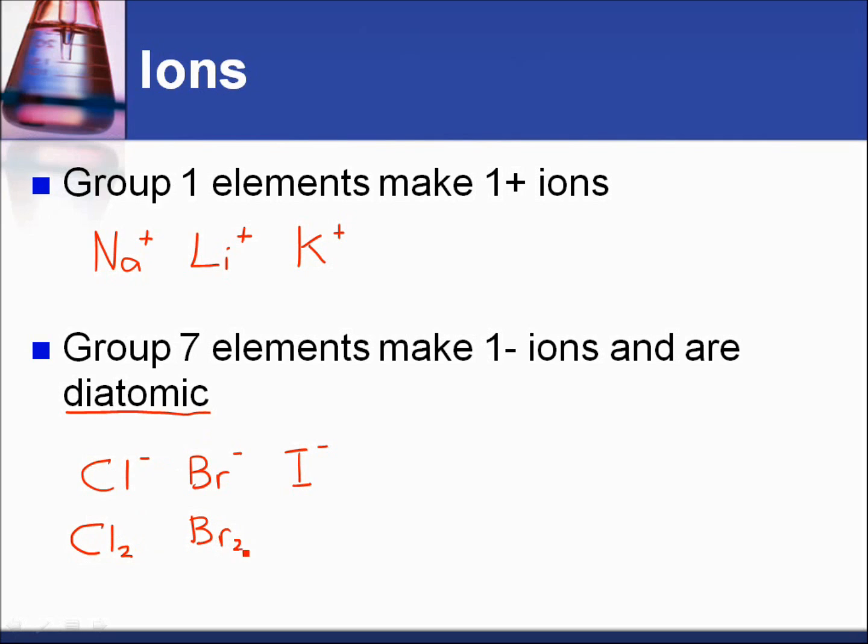Cl2, Br2, and I2. So if you're writing a half equation, you have to remember that with the Cl-, there's 2 of them, right? Because we're going to make chlorine gas on the right side. Okay? And of course, this is oxidation because we're losing electrons. So be careful with your ions.